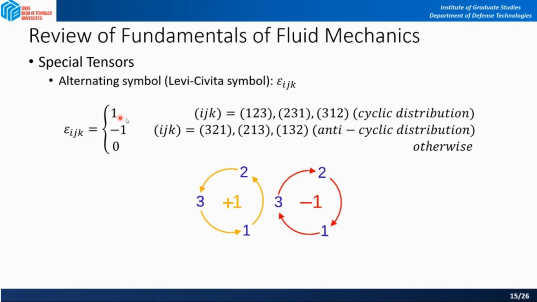It is equal to 1, minus 1, and 0. Whenever you have a cyclic distribution, it is equal to 1. Whenever it has anti-cyclic distribution, it is minus 1, and otherwise it is 0. What is cyclic distribution and anti-cyclic distribution? You see it in here. So cyclic means that it is counterclockwise. So 1 to 2, 2 to 3, and 3 to 1. It means cyclic distribution.